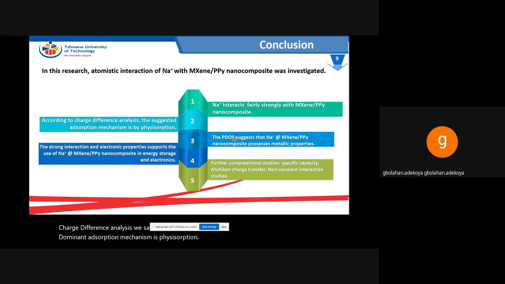Then the PDOS, that is the projected density of states, suggests that the sodium magnesium nanocomposite possesses a metallic property that is conductive. And the strong interaction and electronic properties support the use of sodium magnesium polypyrrole nanocomposite for energy storage and electronic application. As such, we recommend that further studies should be done in terms of investigating the capacity of the sodium storage and further investigation on the charge transfer using other methods such as Mulliken and non-covalent interaction studies. Thank you.